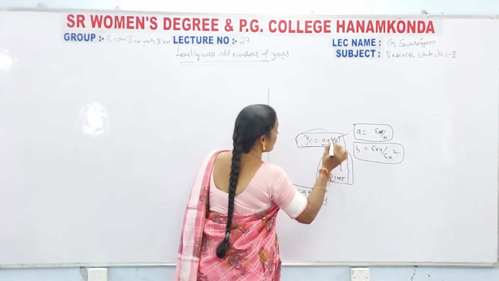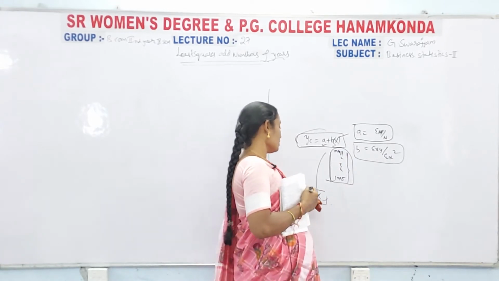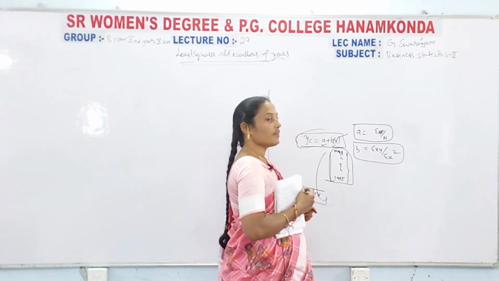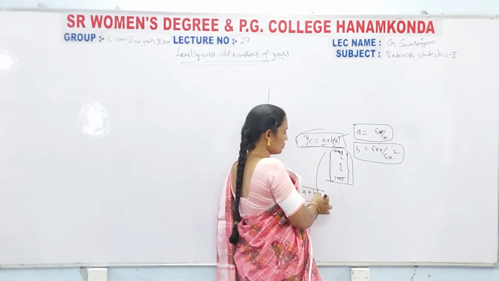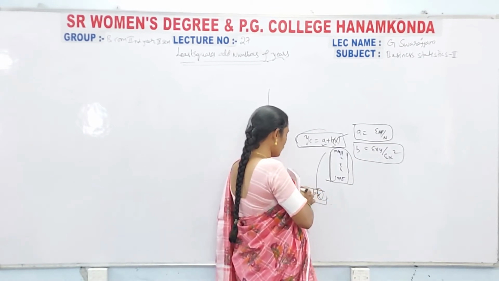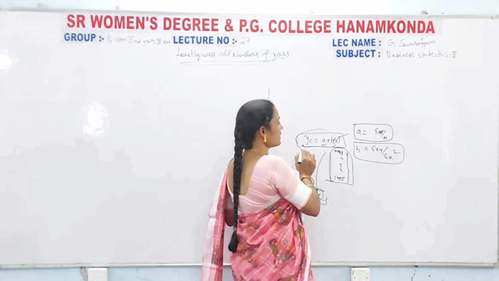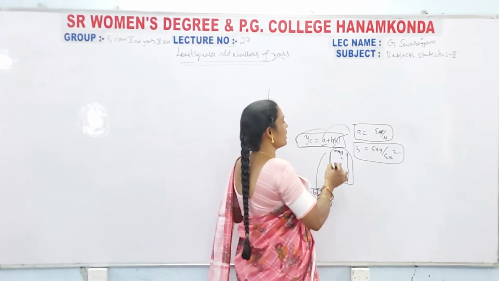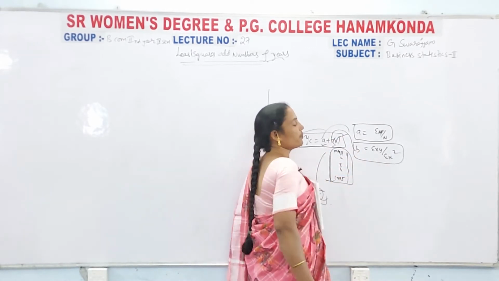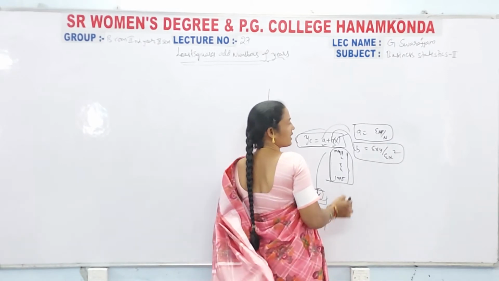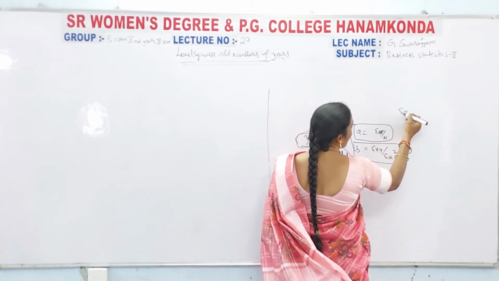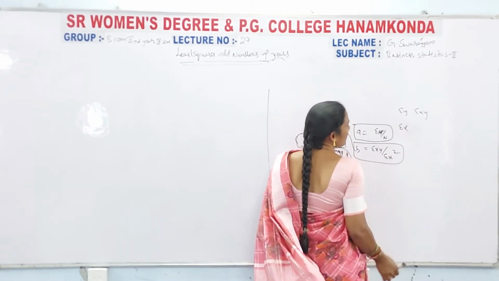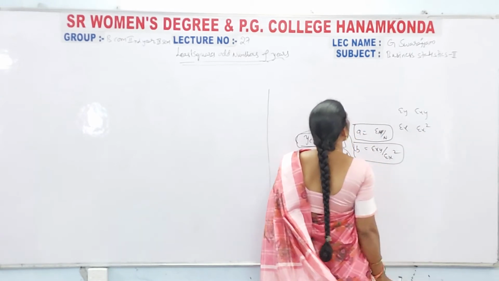X is the alphabet type of value. When the X values are given, you have to calculate the YC value. So YC is equal to A plus BX, then A is equal to sigma Y by N and B is equal to sigma XY by sigma X square. So what items do we need here? We need sigma Y, sigma XY, sigma X, and then sigma X square.